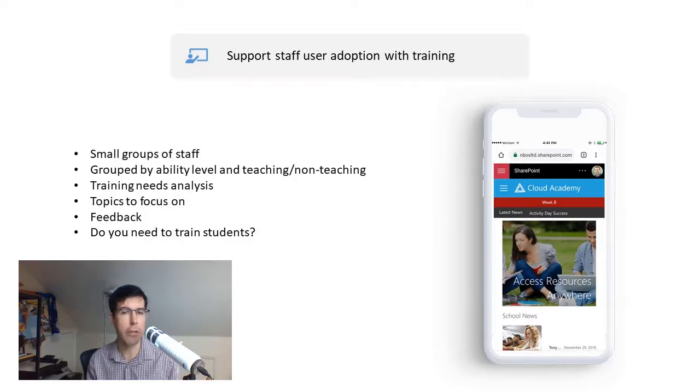Another question to ask is, do you need to train students? Are students going to pick this up by following the instructions of teachers in their classroom, by following their form tutor instructions? Are they just going to pick these things up naturally because that's maybe what they do in your school? Or do you need specific training for students? So that is something to think about as well.